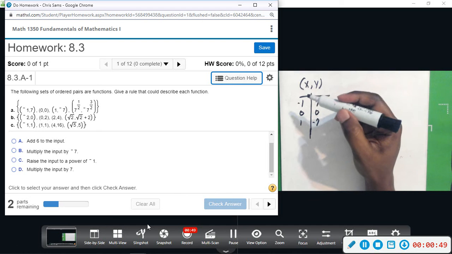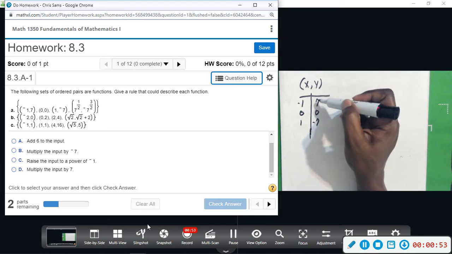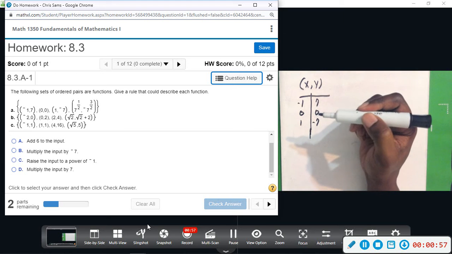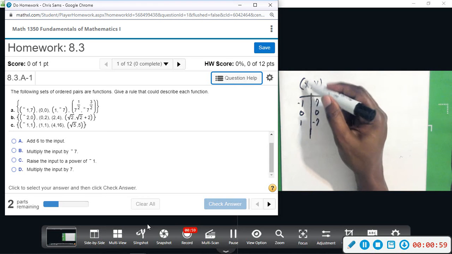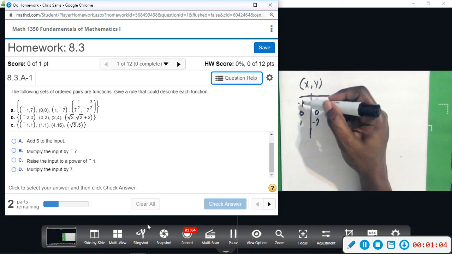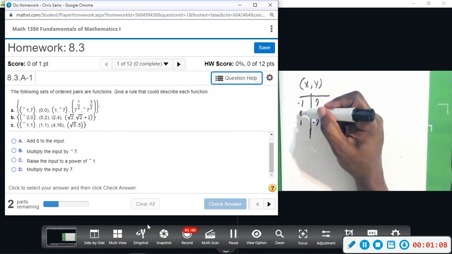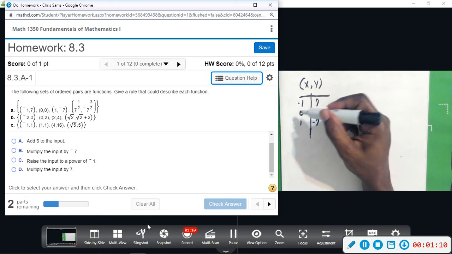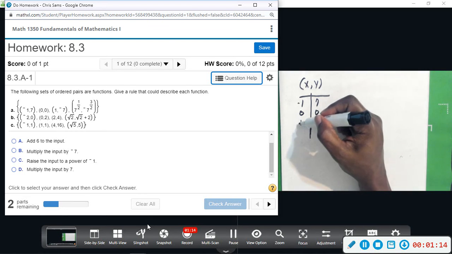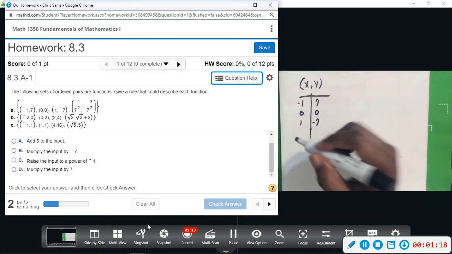It says A, add 6 to the input. So if we took 1, we added 6, that would give us 5. That does not match. B says we're going to multiply the input, which is the x, it's called the input, by -7. So -1 times -7 will give us 7. 0 times anything is going to give us 0. So -7 times 0 will give you 0. And 1 times -7 will give you -7. So that looks good.